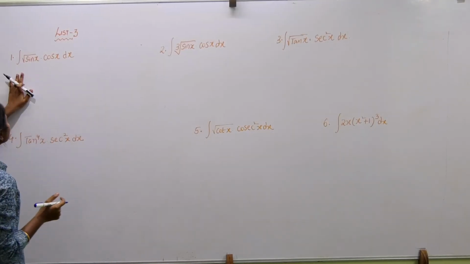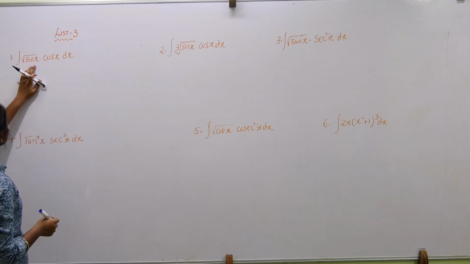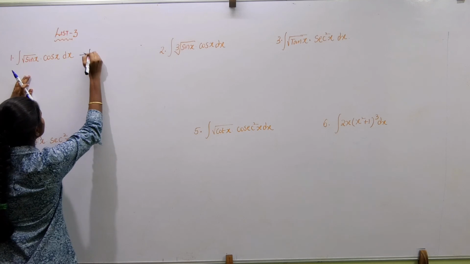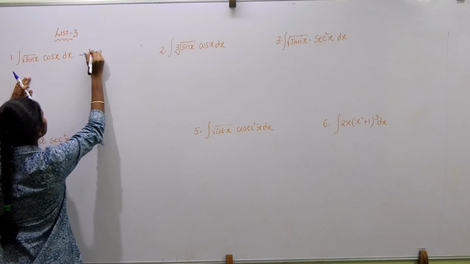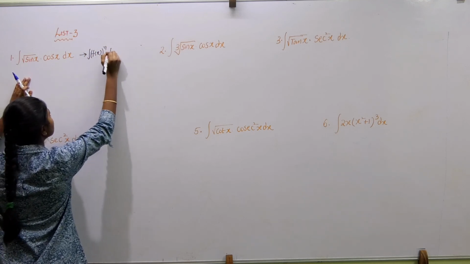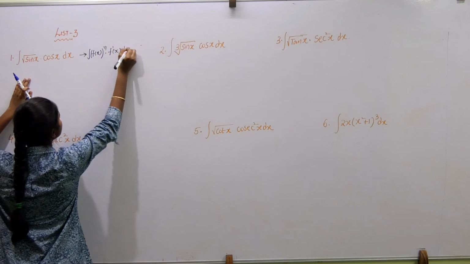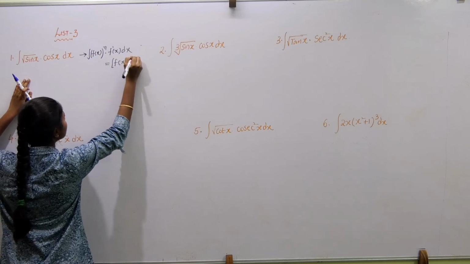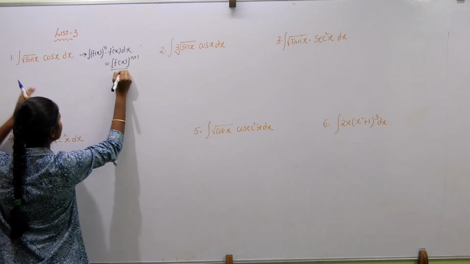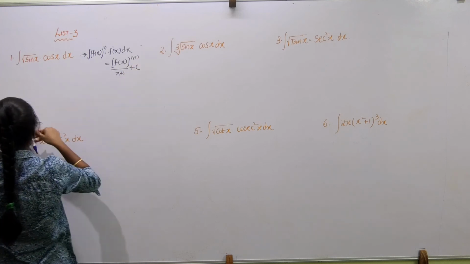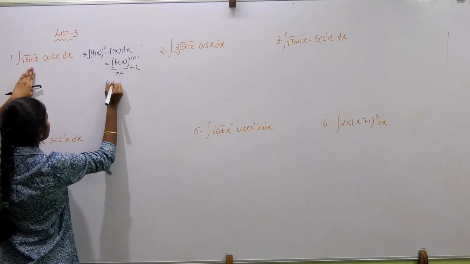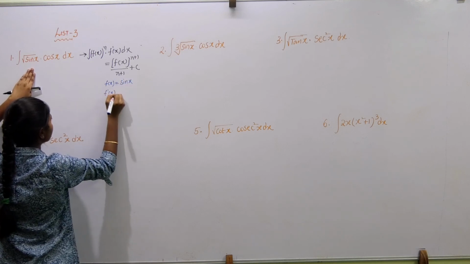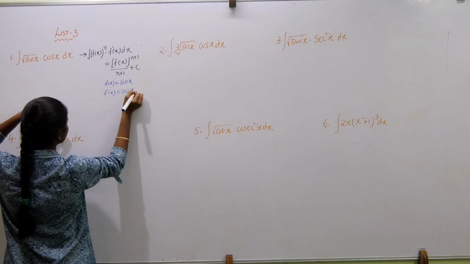List 3, first question: integral of root of sin x into cos x dx. This is in the form of integral of [f(x)]^n into f'(x) dx, which equals [f(x)]^(n+1)/(n+1) + c. Here f(x) = sin x and f'(x) = cos x.